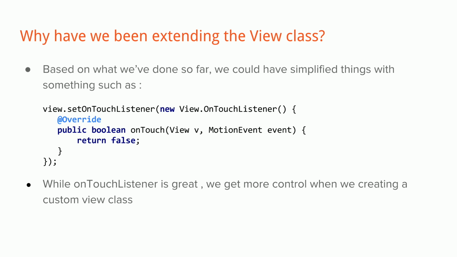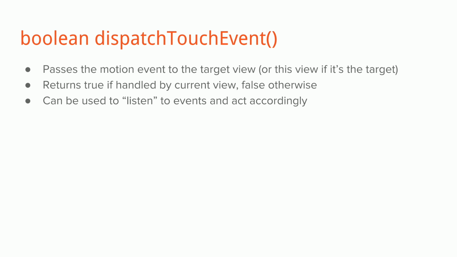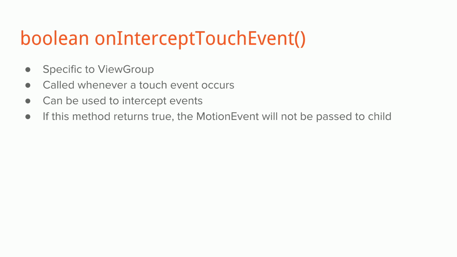When we extend our own views and create custom views, we get extra methods such as this. There's an extra method called dispatchTouchEvent, which passes the motion event to the view that's interested, and it returns true if it's handled by the current view and false otherwise. It can be used to listen to events and do stuff accordingly, which sounds really abstract right now, but there will be examples of this. And specific to view groups, there's an onInterceptTouchEvent, which is also called when touch events are passed around. But this method is only specific to things like recycler views or frame layouts.